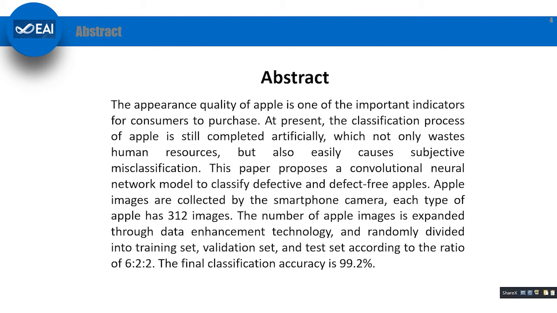This paper proposes a convolutional neural network model to classify defective and defect-free apples. Apple images are collected by the smartphone camera. Each type of apple has 312 images. The number of apple images is expanded through data enhancement technology and randomly divided into training set, validation set, and test set according to the ratio of 6 to 2 to 2. The final classification accuracy is 99.2%.